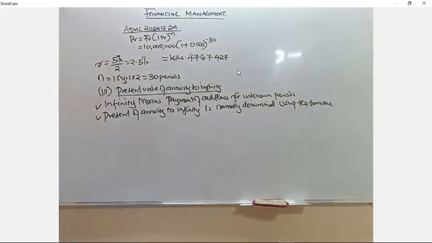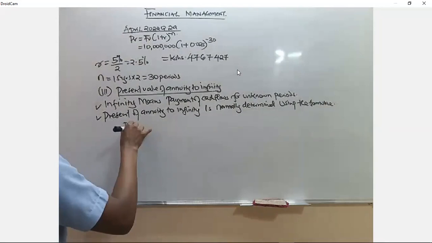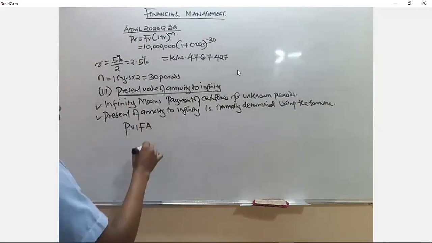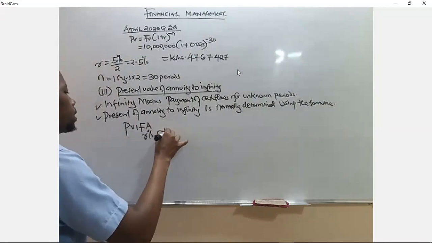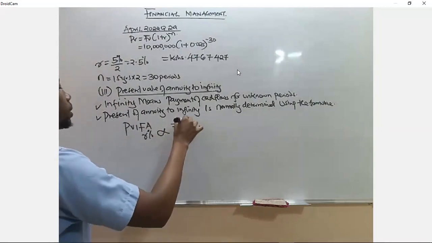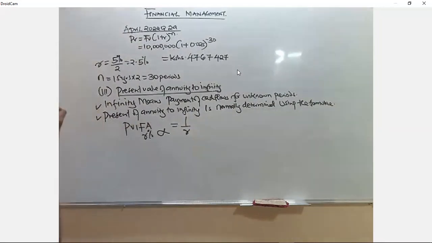So which formula are we going to be using? We are going to be using the present value interest factor annuity, with r percent to infinity. Infinity is not written like this; we are just going to be taking 1/r. I want to do one illustration here, which already dictates everything that we have already done. Then also, I'm going to be teaching you how to use the tables which have already been given in your question papers.